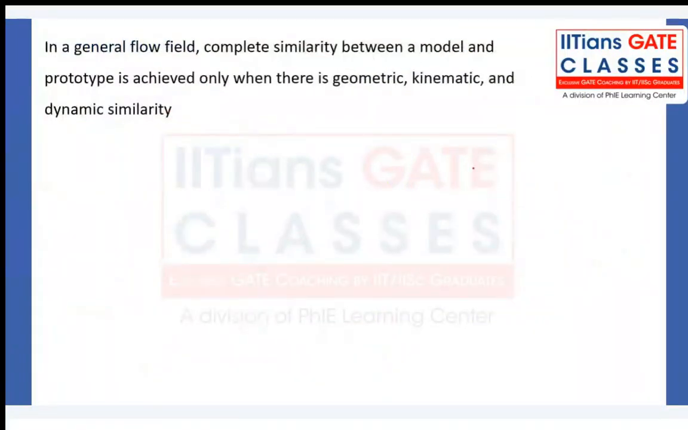To have a complete similarity, note down, that means whatever results we get from the model, if we want to apply them to the prototype, geometric similarity, kinematic similarity, and dynamic similarity should all be the same. What will happen if I maintain only dynamic similarity? Will it be okay? If I just maintain the dynamic similarity, will it be fine?